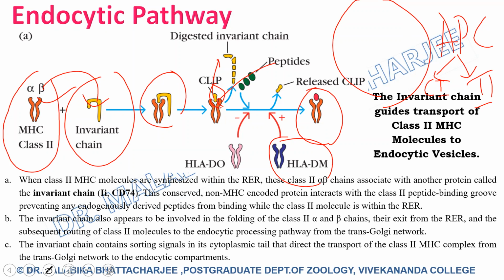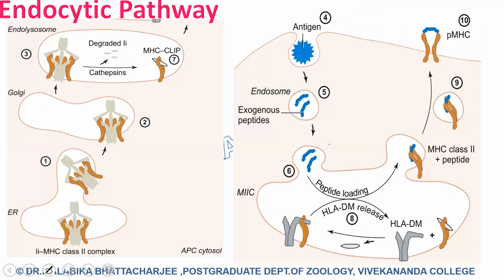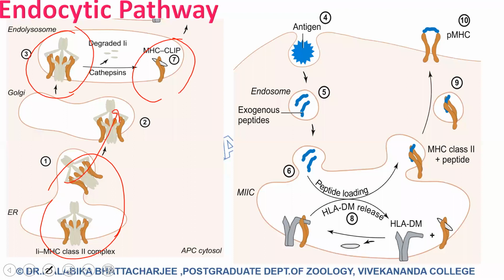So this is the endocytic pathway. As you can see, we have the MHC class 2 invariant chain complex moving out through the Golgi, fusing with the endolysosome. During fusion, you can see the invariant chain has been digested. We have the MHC CLIP component. This is one part of the story. Meanwhile, in the other part, antigen was engulfed.